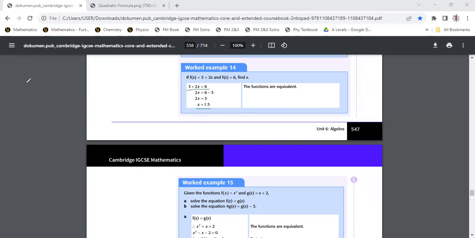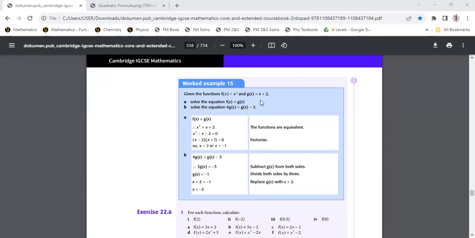Or how about the next part where we have f(x) is equal to g(x)? So this part becomes a bit more complicated. You will need to set both of them equal to each other, so your results are equal to each other, and whether you can factorize it or you need your quadratic equation.